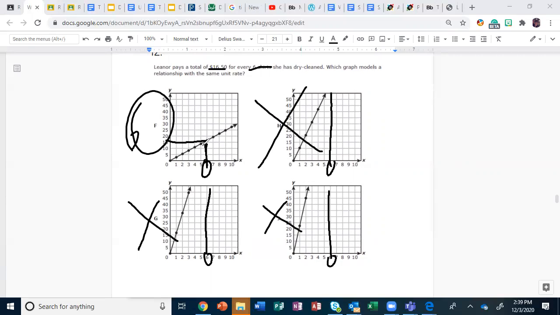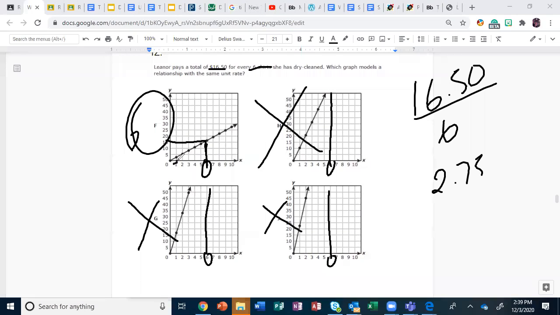You could have divided 16 by 15, and you get what? 2.75. And if you guys look over here, 1 shirt is equal to something close to that.